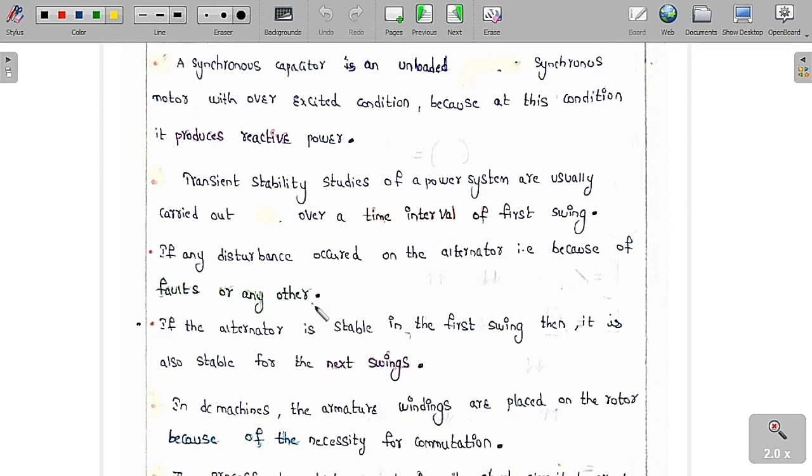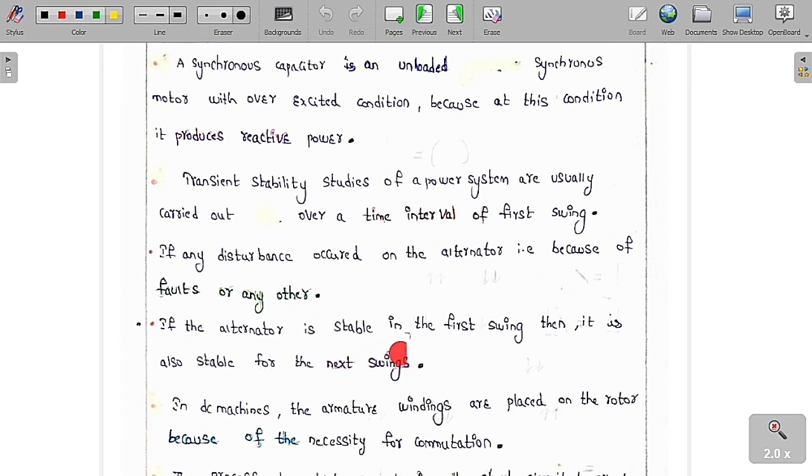If any fault occurs on the power system, it directly produces a disturbance on the alternator. So whenever there is a fault in the power system, definitely there is a disturbance in the synchronous machine or alternator. Simply, any disturbance on the alternator is because of faults or any other case. This is a very important point to keep in mind.